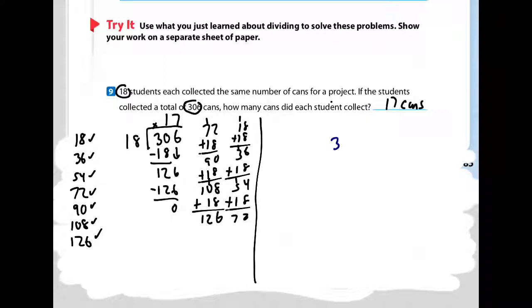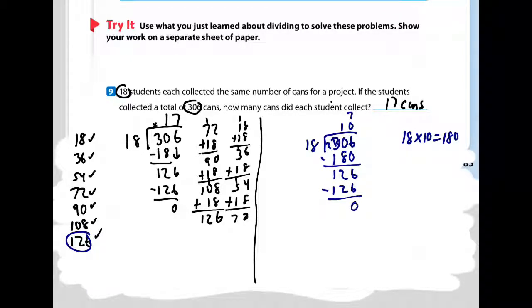So I have 306 divided by 18. Now I know 18 times 10 is 180. So I'm going to say 18 goes into 306 to start 10 times, which is 180. I'm going to subtract 6, 2, 1. I'm down to 126. Now 18 goes into 126, if I use my list, 7 times, which is 126. Subtract 0. Combine my partial quotients, the 10 and the 7 together, and I get 17 cans.